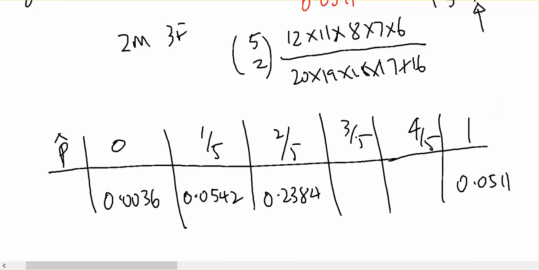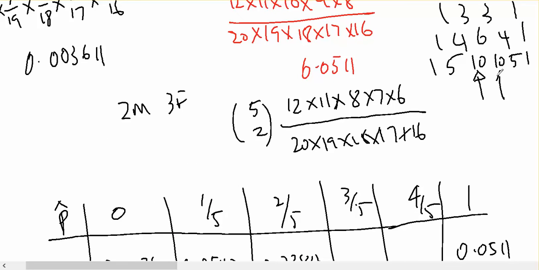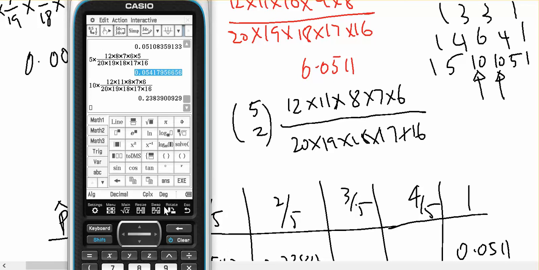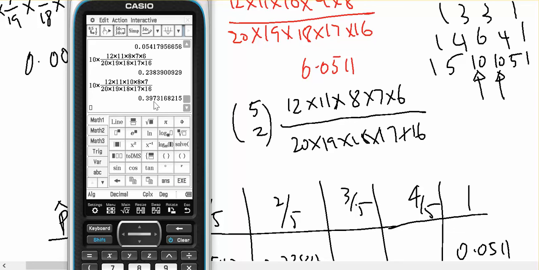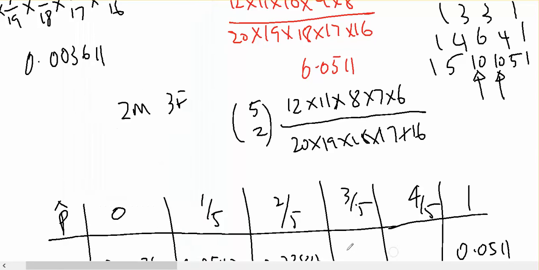Now I'm looking for 3 males, and it's going to be 10 again. So now we're going to do this all on here. This is going to be 3 males. So 10 times, I get rid of the 6 because I've only got 2 females, and I need to add in a 10. And that's going to give me an answer of 0.3973.